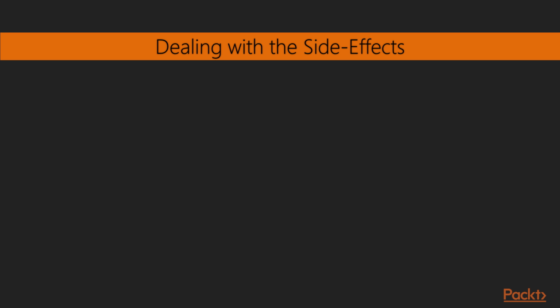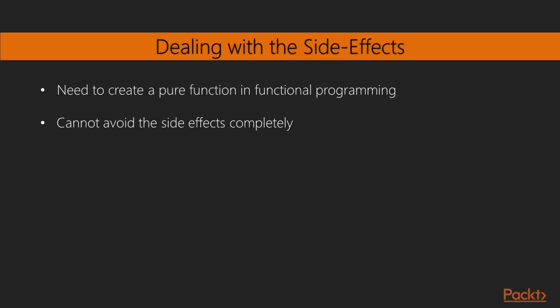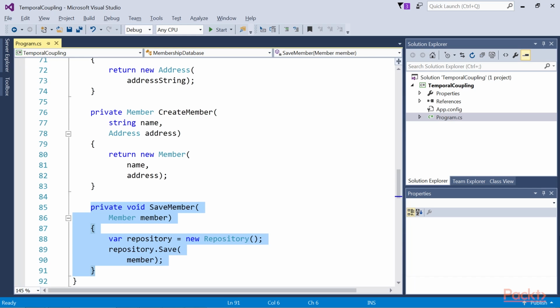Now we will see dealing with the side effects. Although we need to create pure functions in functional programming, we cannot avoid the side effects completely. As you can see in the preceding membership data class, we have the SaveMember method, which will save the member field into the database. This code snippet will explain it clearly.